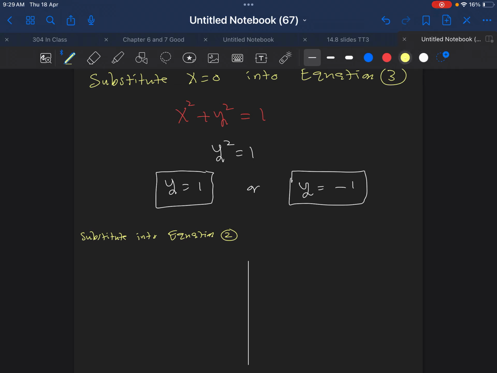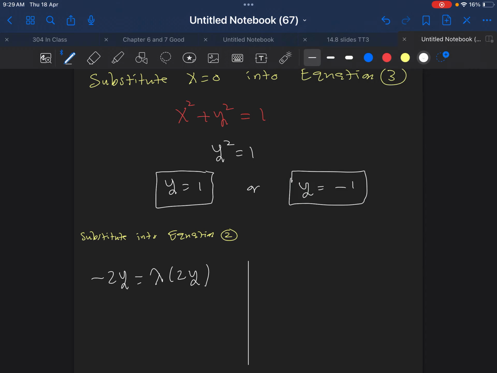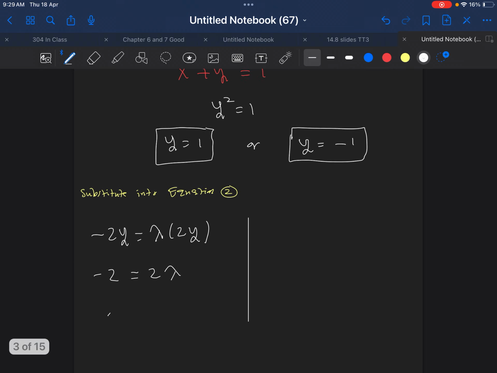Equation number 2. What are the two equations that we have here? Equation number 2 was -2y equal lambda 2y. Now we substitute 1. So we get -2 equal, now if we substitute 1, we get 2 lambda, and so lambda equal -1.